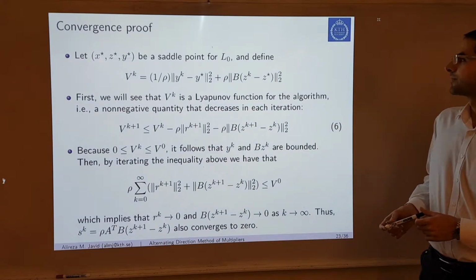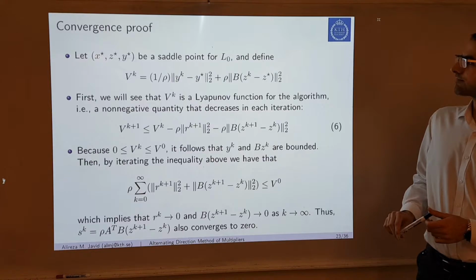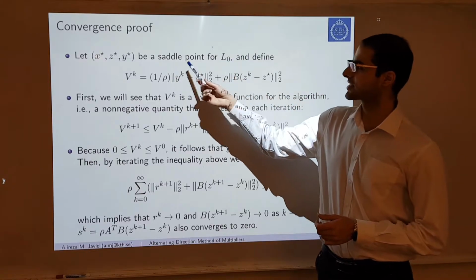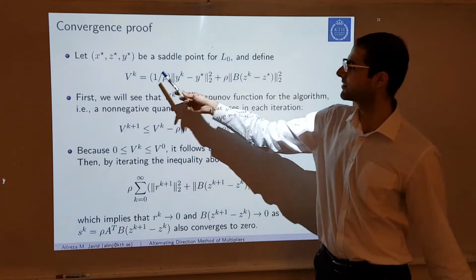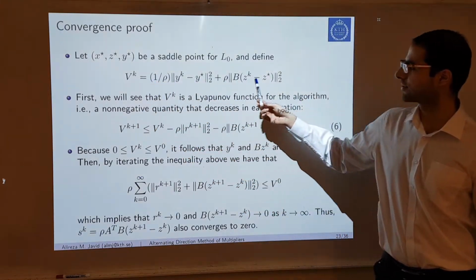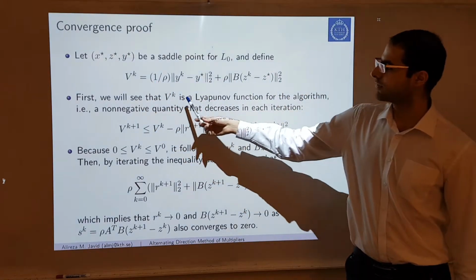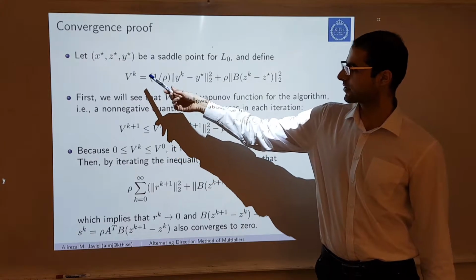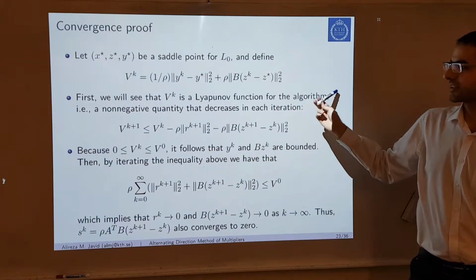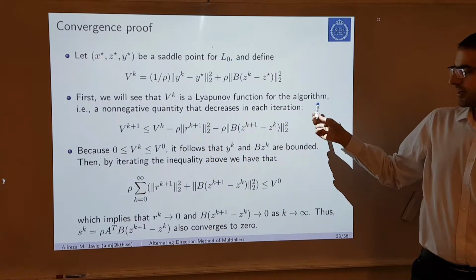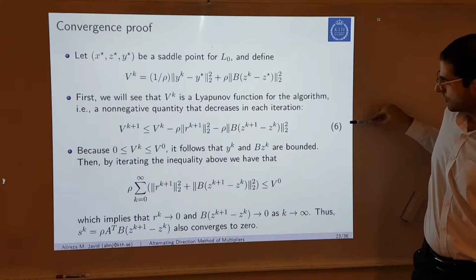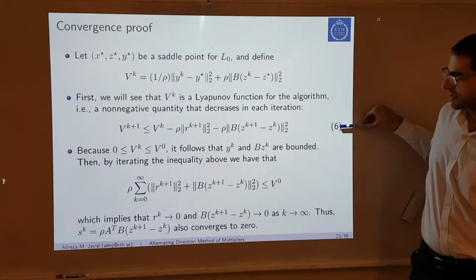Okay, proofs. We assume that L0 has a saddle point, x star, z star, y star, and we define a positive function v. We will show that v versus iteration is a Lyapunov function, in the sense that it is a non-negative quantity that decreases in each iteration. If we can show inequality 6, we will see the proof.